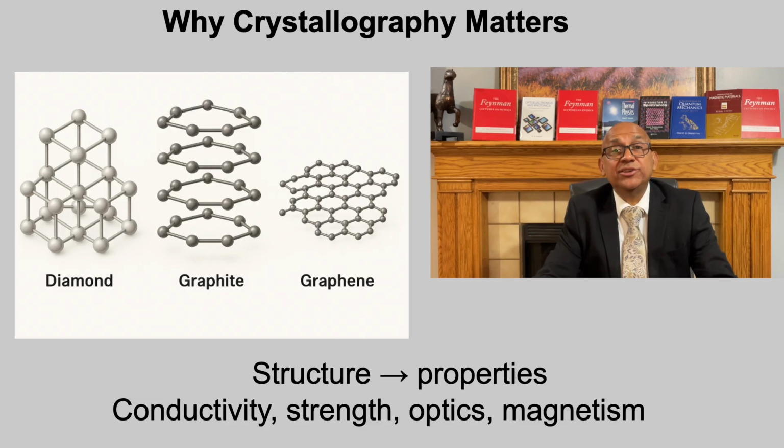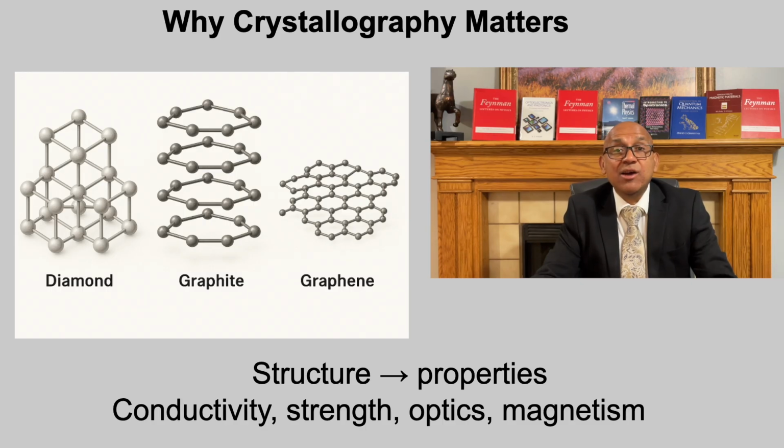Why do we study crystallography at all? The reason is simple. The atomic arrangement or crystal structure largely determines a material's properties. Consider carbon. In diamond, carbon atoms form a three-dimensional network of covalent bonds. This gives diamond its extraordinary hardness, high thermal conductivity, and transparency. In graphite, the same carbon atoms are arranged in layered sheets with weak van der Waals forces in between. This results in a soft, slippery material that conducts electricity.